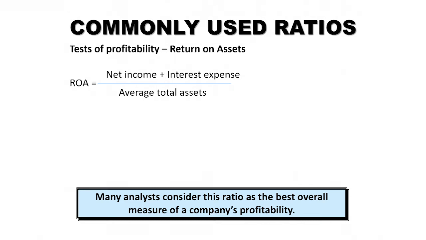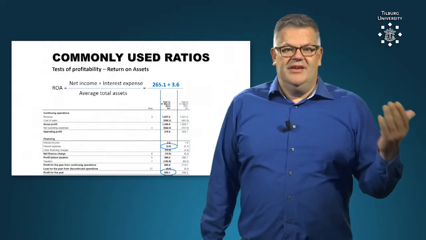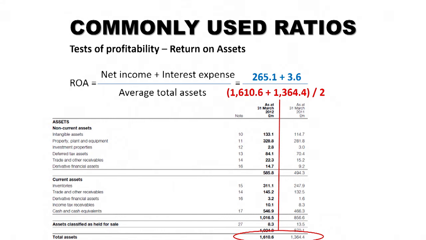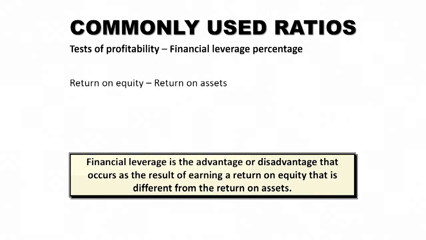The return on assets. In all kinds of scientific research, the return on assets is an extremely valuable measure because on one hand, this excludes the way of financing. The net income plus interest expense divided by the total assets. So the net income is 265 and the interest expense is something like 3. The total assets divided by 2, so the average of the beginning and the end of the year, gives me something like 1.6 plus 1.3 divided by 2, and that gives me an extremely nice percentage.